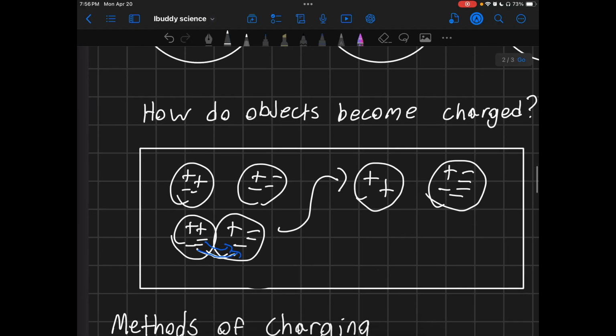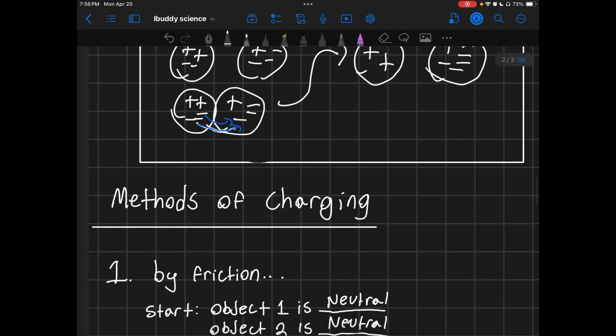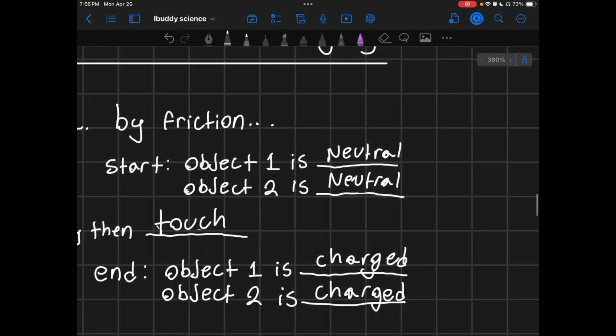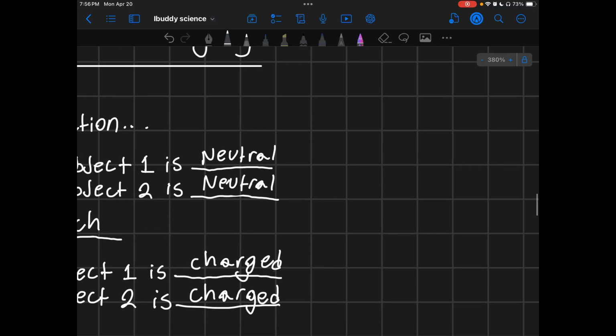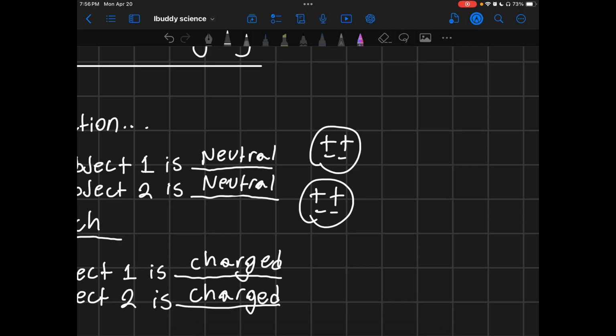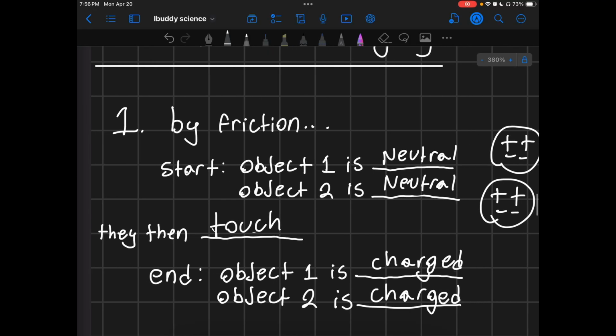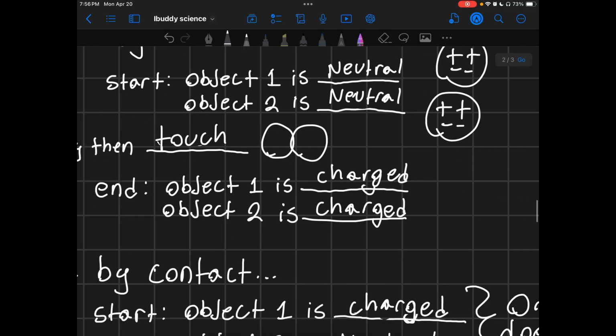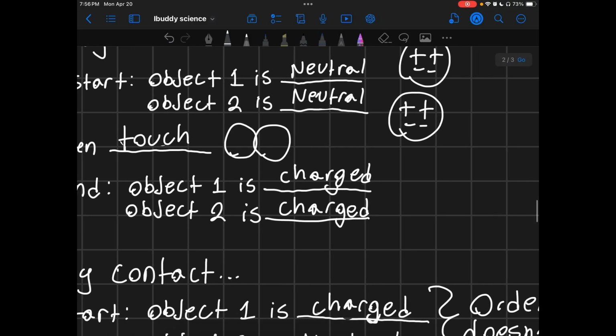Now, there are three cases of charging that you'll have to know. The first case is charging by friction, when object one is neutral and object two is also neutral. After that, the two objects will touch each other, and then object one will become charged, and object two will also become charged.